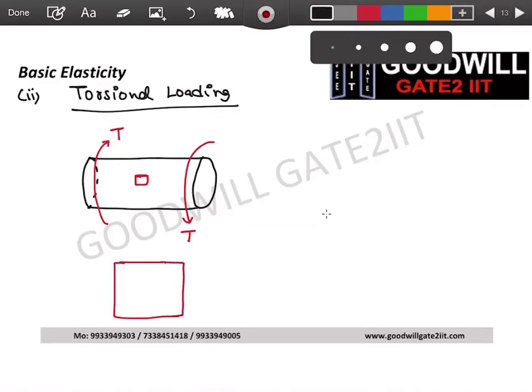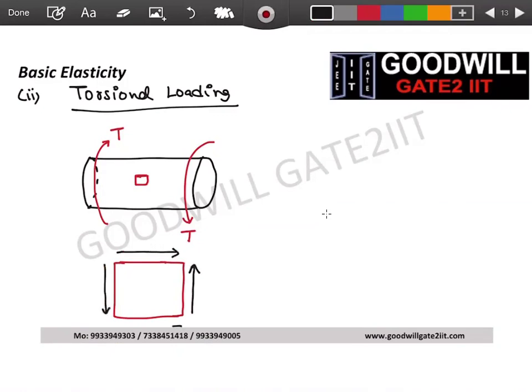And you will observe under torsion, there will be only shear stresses developed. There will be no normal stresses, meaning sigma x is equal to zero, sigma y equals to zero, and shear stress, let's say tau xy. Don't worry about this formula now, but you should know that it is a number, T by J into r. Don't worry about what T by J into r is, but you should know that only shear stresses are developed.